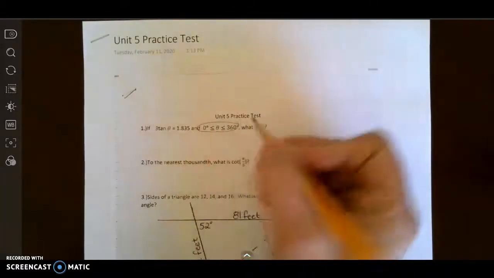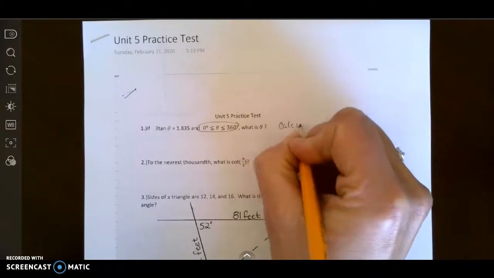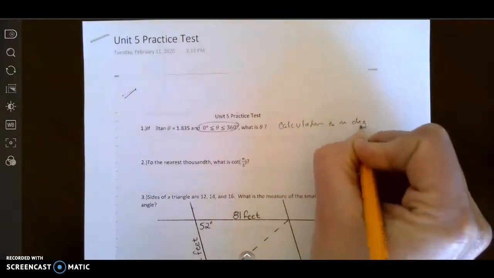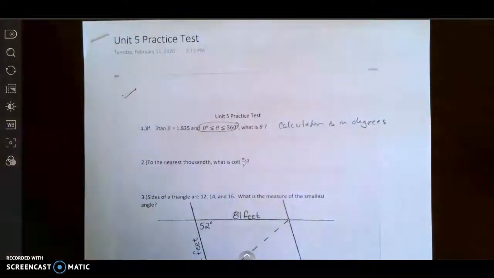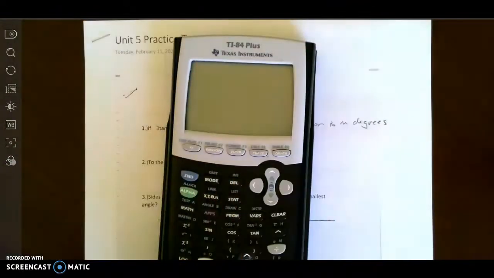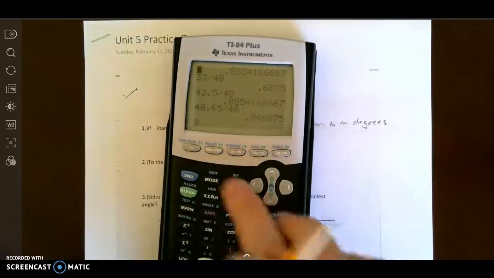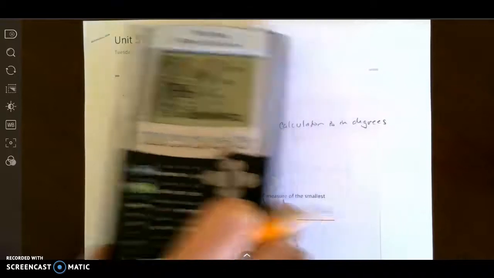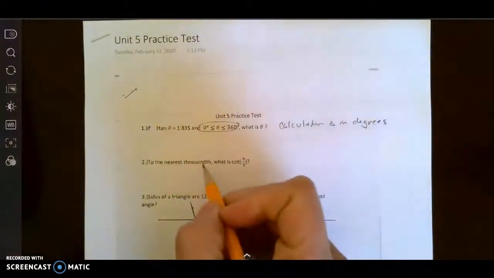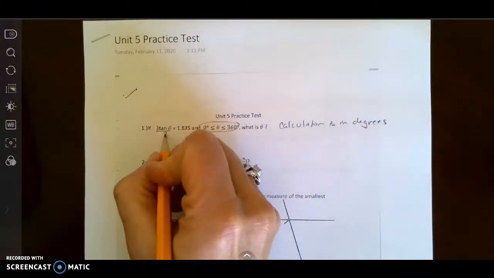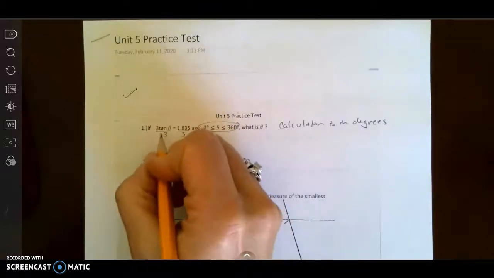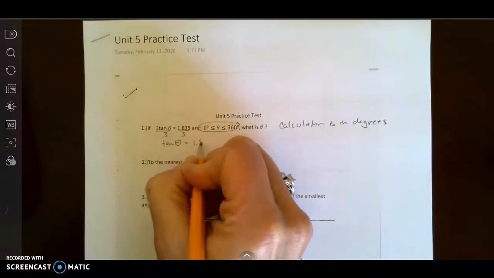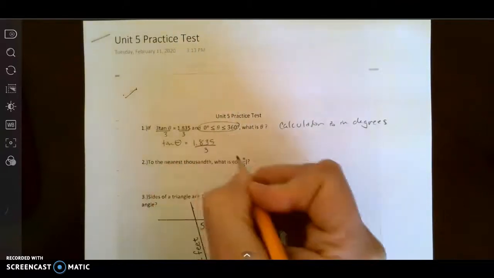So I need to make sure that my calculator is in degrees for this problem. So I'm going to do that right now. It's in radians, so I'm going to switch that to degrees. And I've got to find theta. So I've got an equation to solve. I'm going to divide both sides by 3. And I get that the tangent of theta is equal to 1.835 divided by 3.